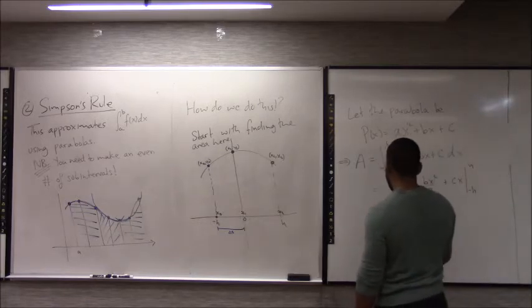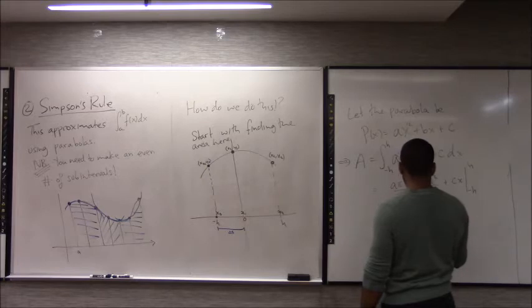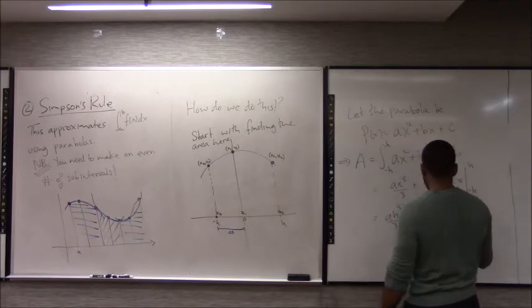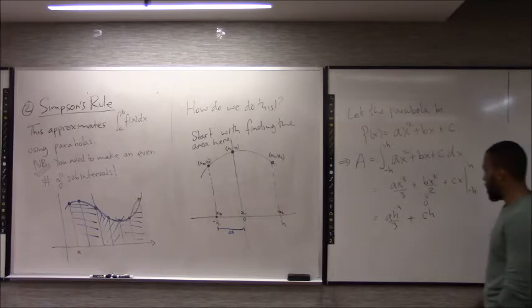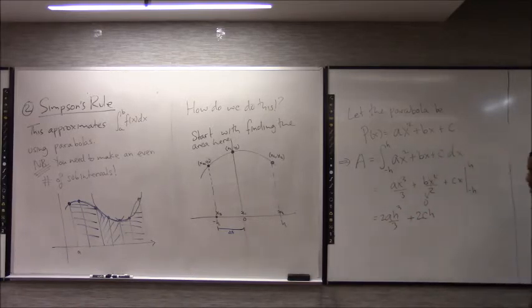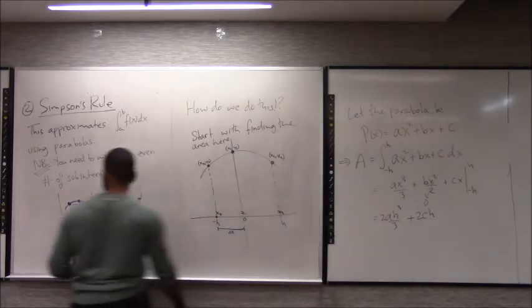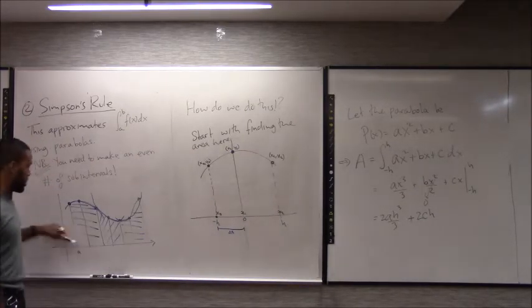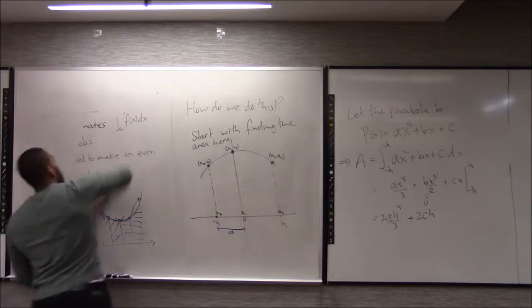So your area is going to look like ah cubed over 3 plus ch minus, you're going to plug in the negative h's, they're all going to become positive, so you end up with 2ah cubed over 3 and 2ch. That's going to be the area. Now we want to look at that in terms of the actual coordinates, because that's how we're going to be splitting things up. We're going to be finding these x values and their corresponding y values. So what do we do now?